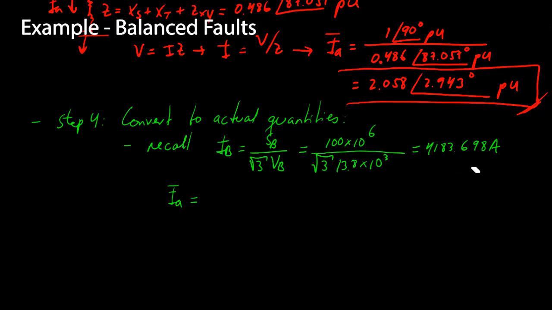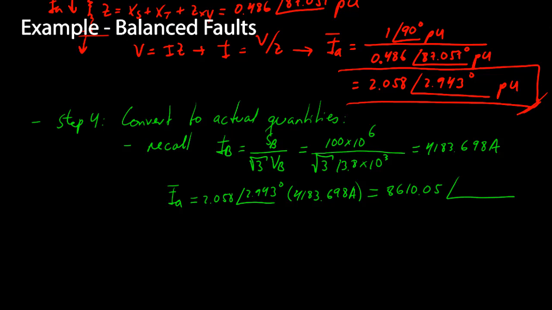So let me just write it over here. 2.058 at an angle of 2.943 multiplied times the base current. So in this case, 4,183.698 amps. So that gives me that the fault current IA would be equal to 8610.05, and then the angle stays the same, so 2.943 amps. So this right here is the fault current in amps on the 13.8 kV part of the system.